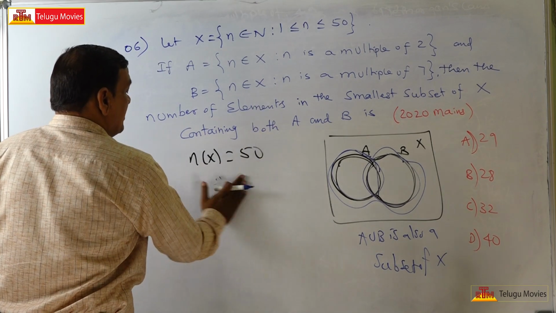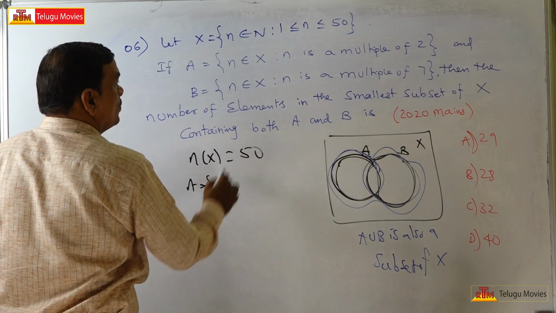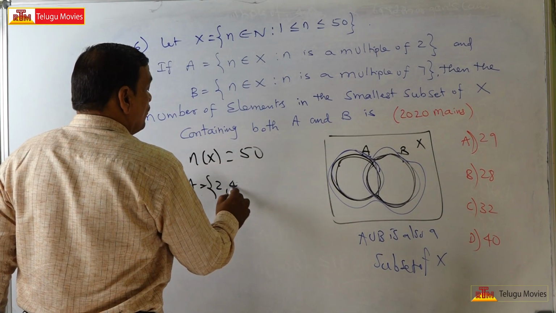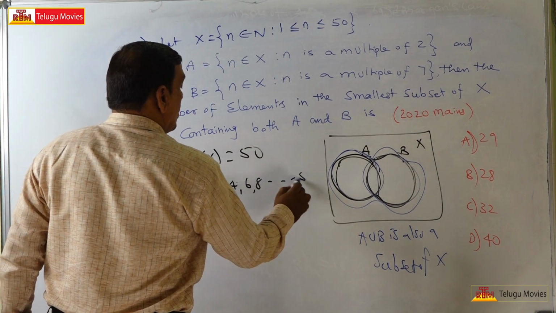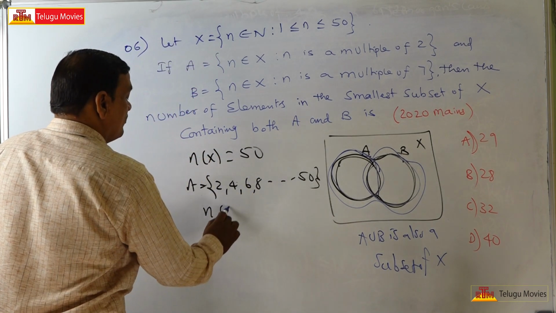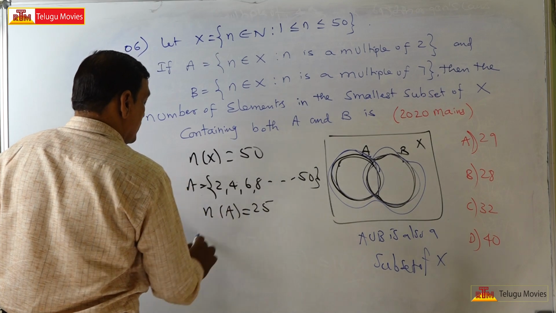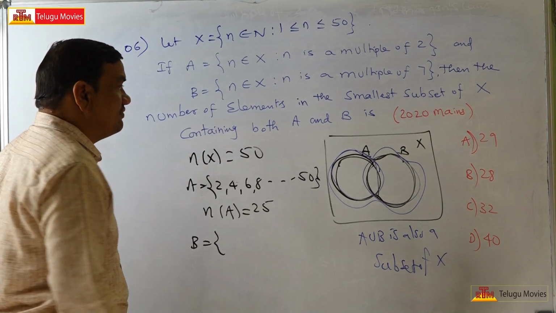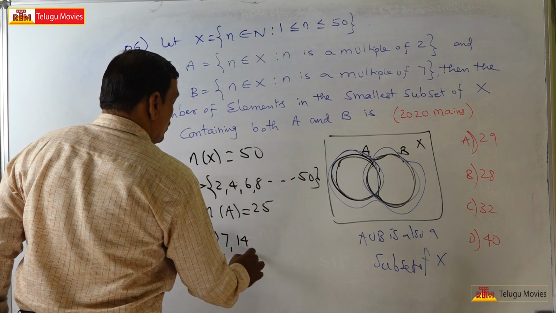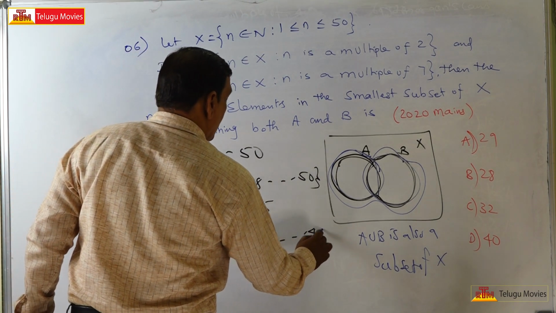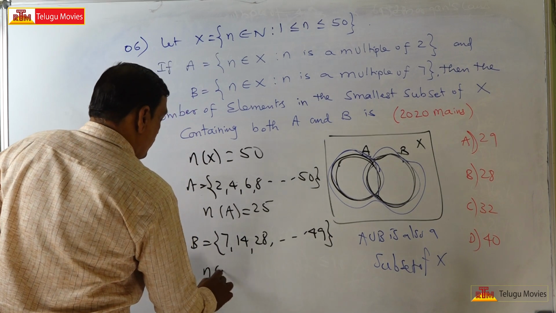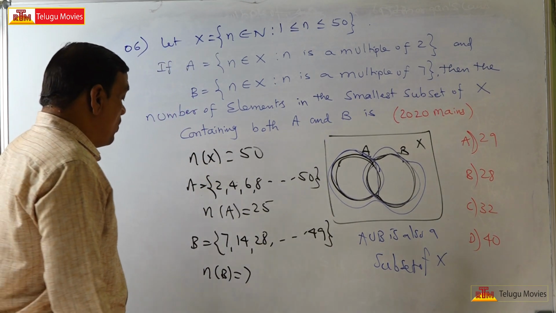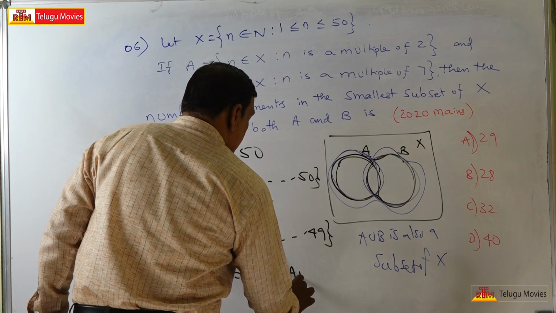So what is the set A? First I will write down set A is equal to multiples of 2. What are the multiples of 2? 2, 4, 6, 8, so on up to 50. That means n of A is equal to 25. What is the set B? B contains multiples of 7. That means 7, 14, 21, so on up to 49. So n of B is 7, because 7 sevens are 49.